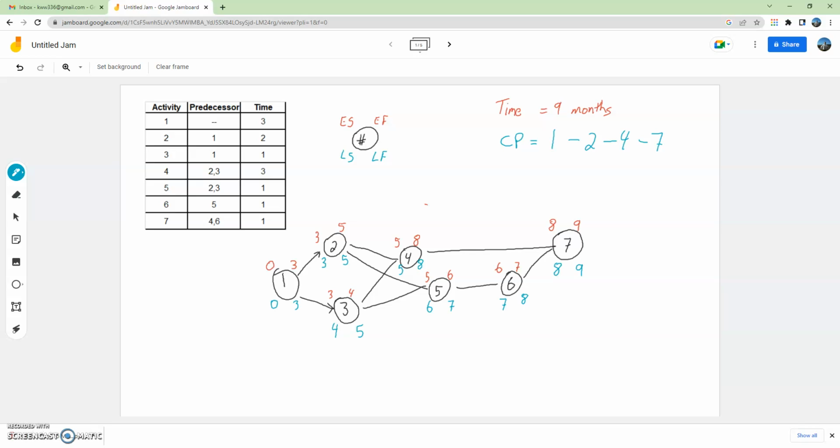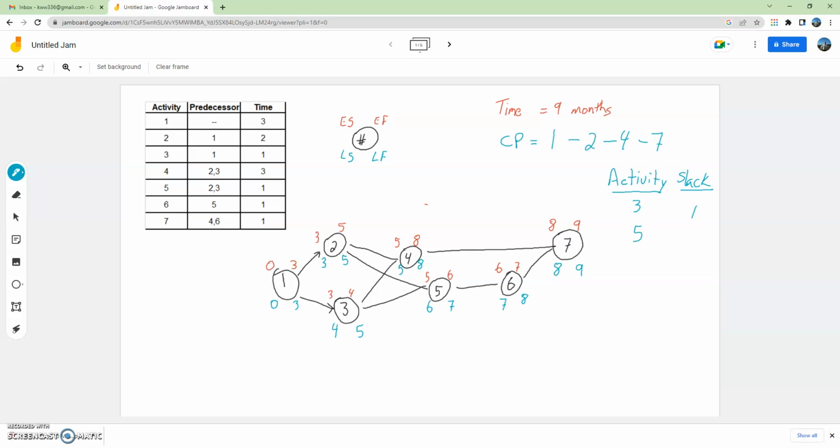So for the other activities, we can calculate the slack. So activity 1 is not going to have any slack. Critical path activities, there's no slack. They need to start at the time listed. So activity 3 is not on a critical path, and it has a slack of 1 month. There's a difference between 1 in the earliest times and the latest times.